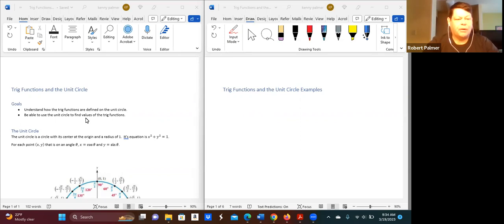So our goals then are to understand how trig functions are defined on the unit circle and also be able to use the unit circle then to help find the values of certain trig functions. Let's take a look at what the unit circle is.